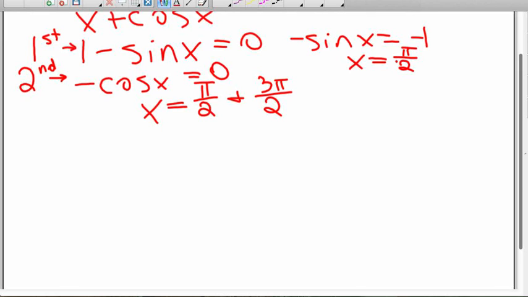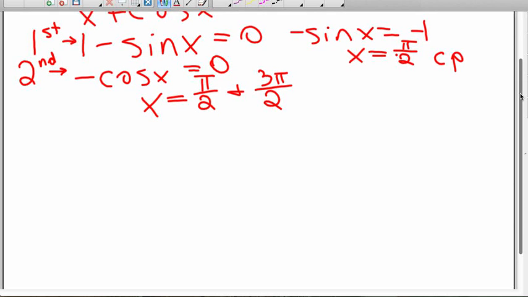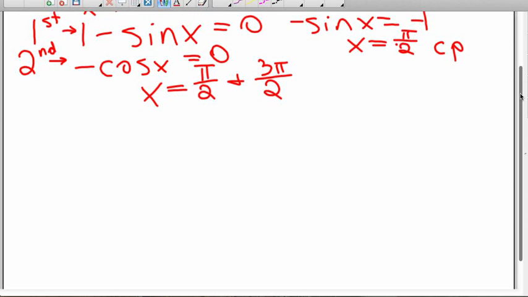Okay, so now what do you do with this information? That's your critical point. Now you need to figure out whether it's a maximum. So on a graph, you would plot pi over 2 and test each side. That's the second derivative, so you plug in pi over 2. What does it tell you if it's positive?